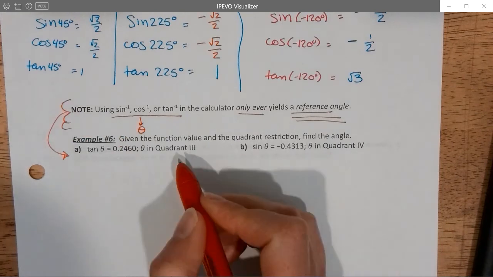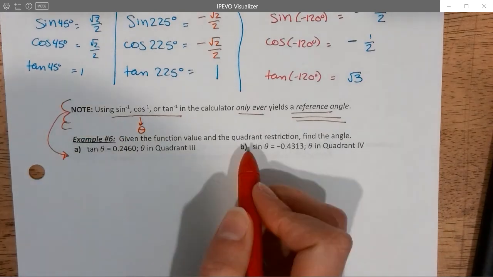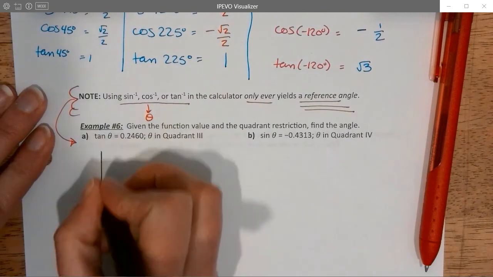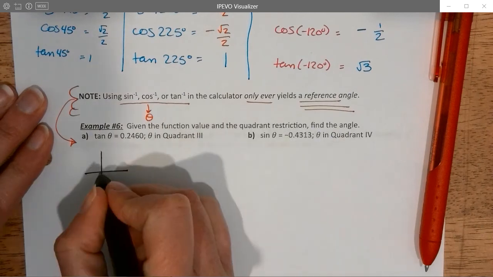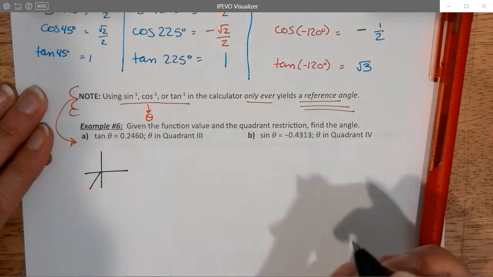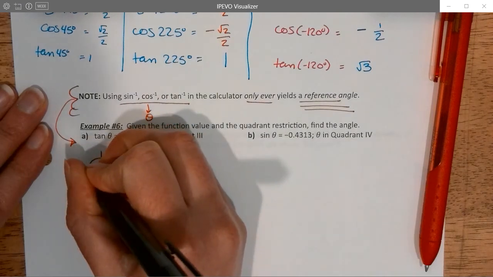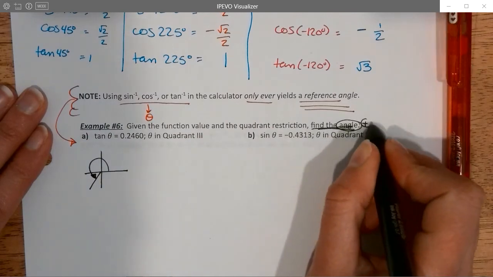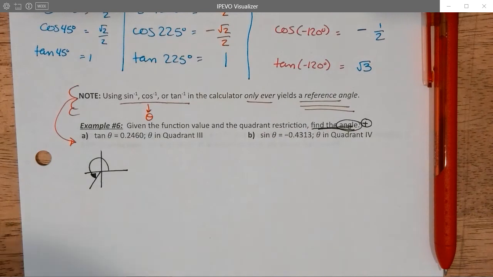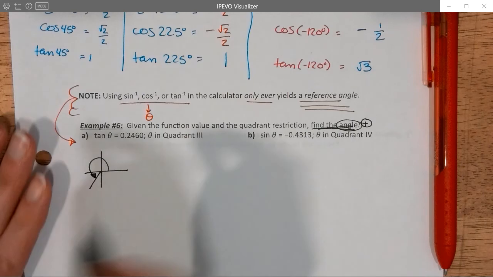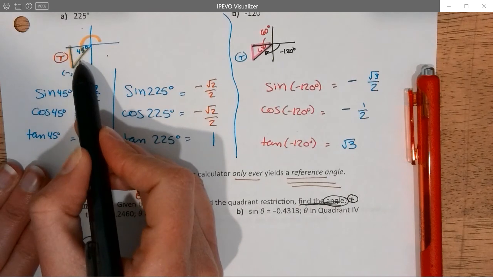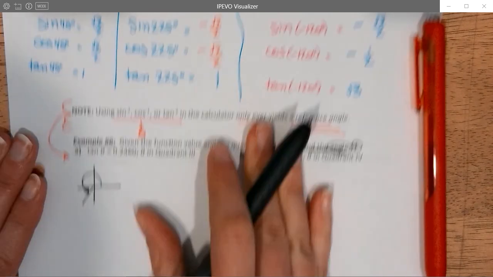Given the function's ratio and the quadrant restriction, find the angle. All right, so I'm going to draw a quick little picture because I just want to know what quadrant it's in, so quadrant 3. So there is some angle in quadrant 3. I want the actual angle, and so we want the smallest positive angle. When I'm looking to find the angle, usually the smallest positive angle is what I'm looking for. Of course, there are coterminal representations. I can find a coterminal as well. What I don't want is the reference angle. So I don't want an angle that is only, for example, 45 degrees. It's referenced by 45 degrees because it's 45 degrees beyond 180. So I want the 225 for that one.